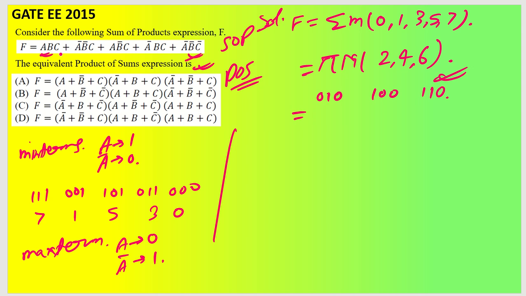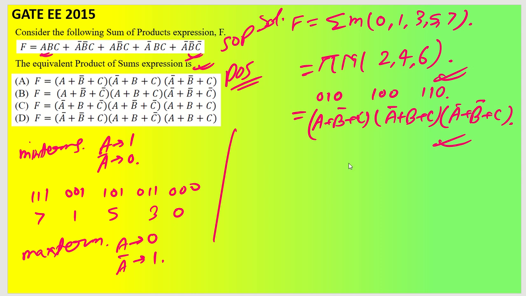So if we write these three terms, we will have A plus B bar plus C, into A bar plus B plus C. For 0 you have to write without complement, and for 1 you have to write with complement, right? It's not plus now, it's going to be multiplication, then A bar plus B bar plus C. So this is the expression that is there with us. So which of them is matching? You can just identify A plus B bar plus C. So the first one is the answer. Okay, let us take another question.